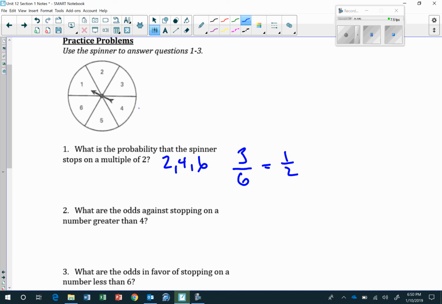For number 2, it says, what are the odds against stopping on a number greater than 4? So I have 2 numbers that are greater than 4, 5 and 6, and then I have 4 numbers that are not greater than 4. So now I need to figure out what goes on top and what goes on the bottom. The 4 that I don't want would be on the top, and the 2 that I do want would be on the bottom because it's the odds against. And then if I simplify that, I just get 2 to 1.